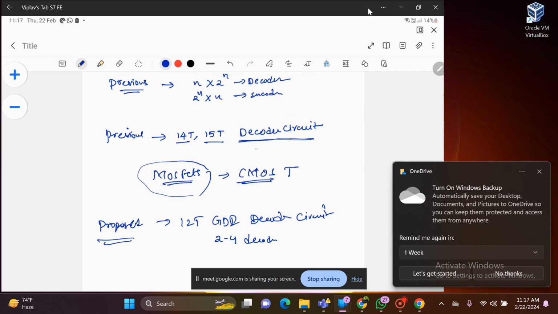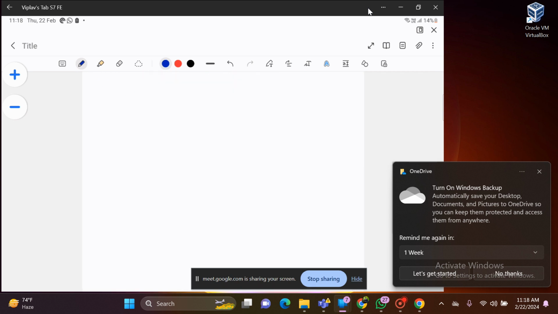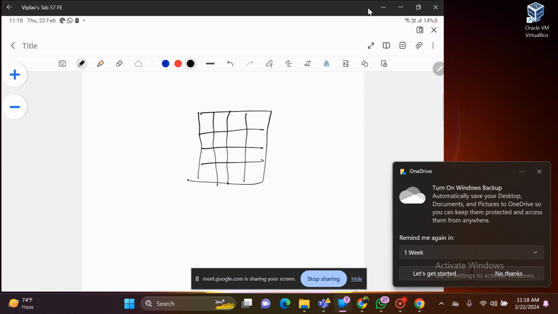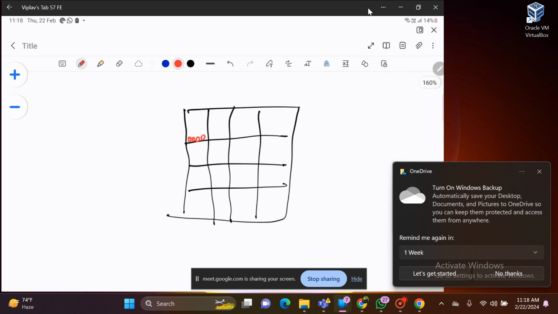Here also this is a 2 to 4 decoder, meaning 2 inputs and 4 outputs. Now how is a 2 to 4 decoder used in an SRAM or a memory? Suppose this is a memory where I have 16 blocks. This is called 0001, and we write the first one like this, 0000. Hope it is visible to you.